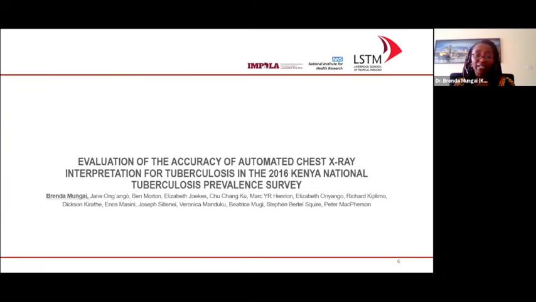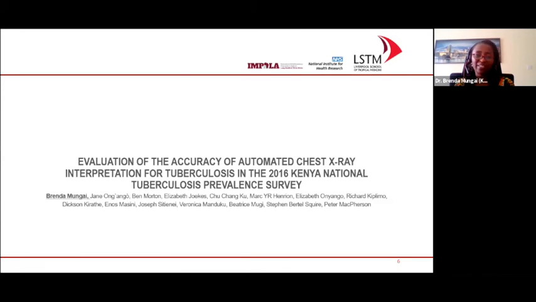So in Kenya, we then did an evaluation of the accuracy, and this is the team that was involved in this study. We used, as you will see, CAD4TB version 6.